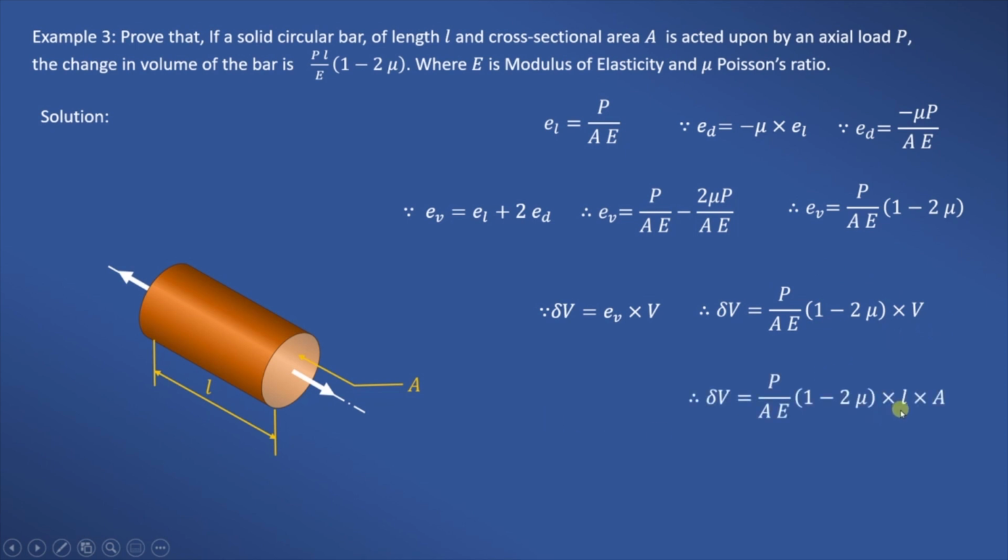So volume is length into area. So area will get cancelled here. In the denominator it's area, in the numerator area. And this is how you have found out change in volume. It is PL upon E into 1 minus 2 nu. So what you have studied up till now, remember, if you want to find change in length, change in width, change in thickness, change in cross-sectional area, change in volume, first thing you should do is to find corresponding strains. And strain into initial dimension gives you the change in the dimension.